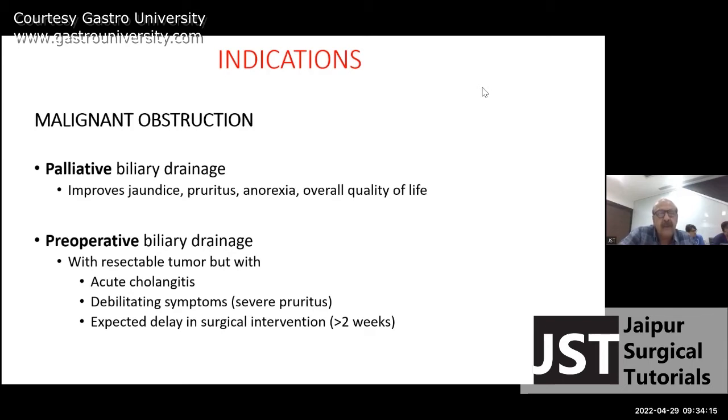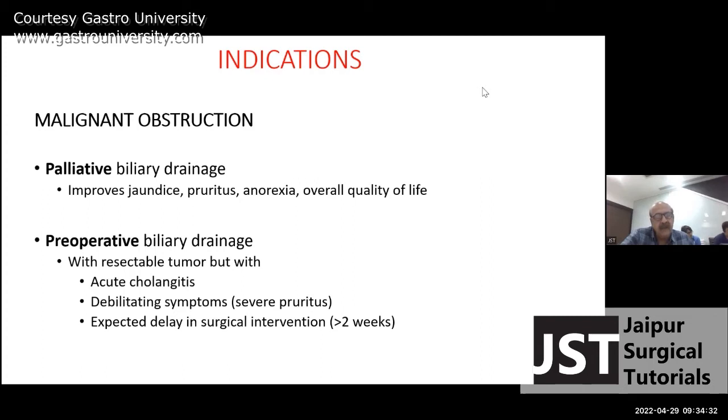Intense pruritus, which deteriorates the quality of life, we palliate by biliary drainage. Some anorexia gets improved after decreasing jaundice. Overall quality of life also gets better after palliation of jaundice.